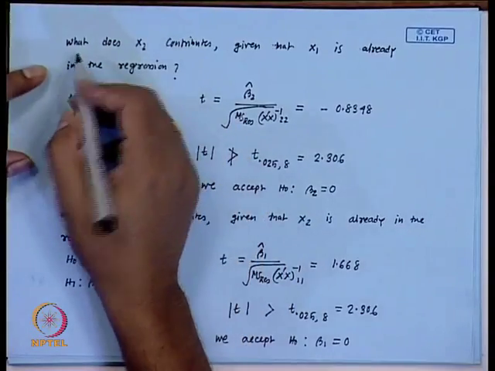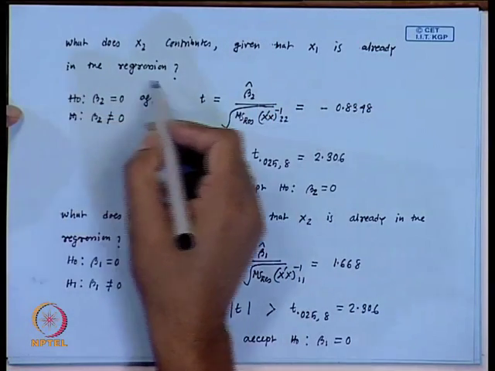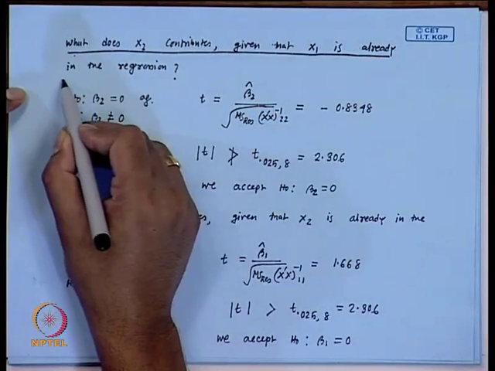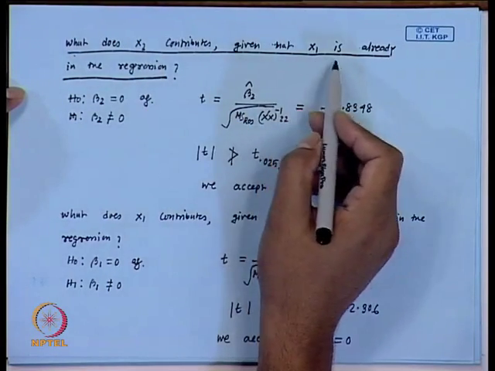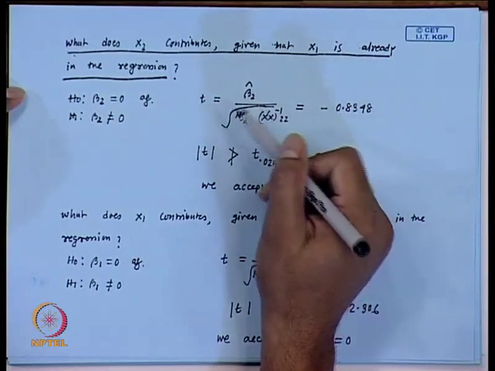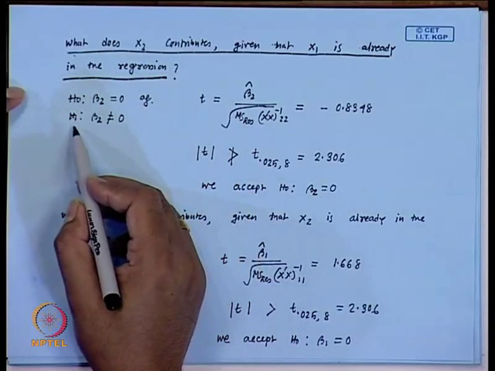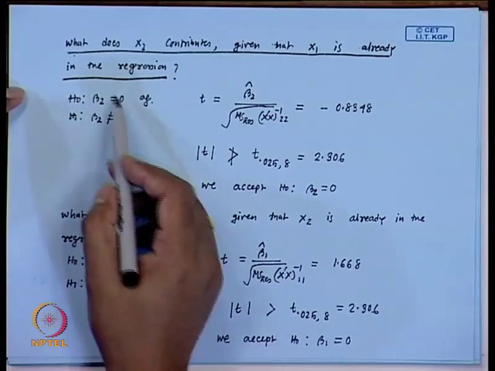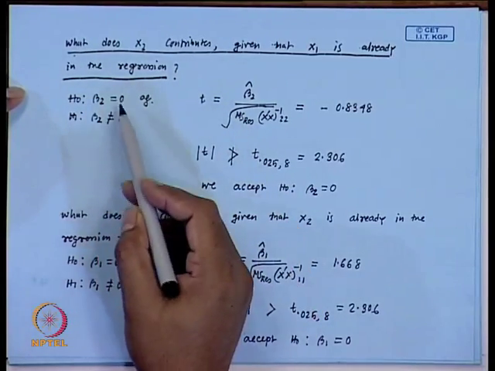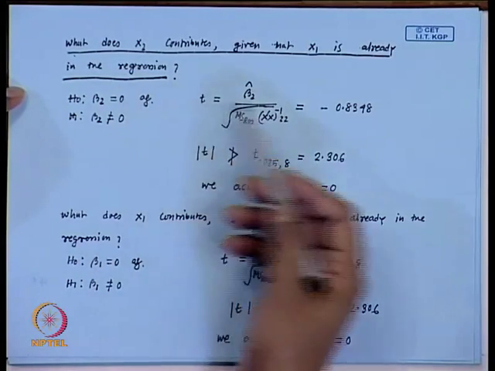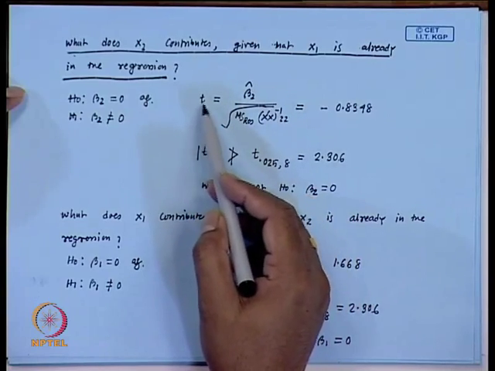Here is my partial F test. The first one asks what x2 contributes given that x1 is already in the regression. Whether the contribution of x2 in the presence of x1 is significant can be tested by testing the hypothesis that beta 2 equal to 0 against beta 2 not equal to 0. So, this basically tests the significance of x2 in the presence of x1 in the regression model. Either you can go for the partial F test or you can go for the T test to test this hypothesis. Here I took the T statistic approach.